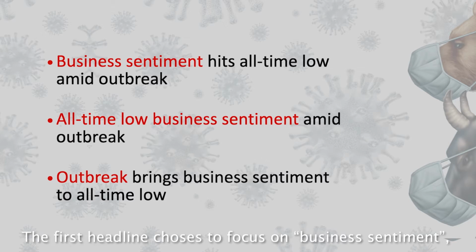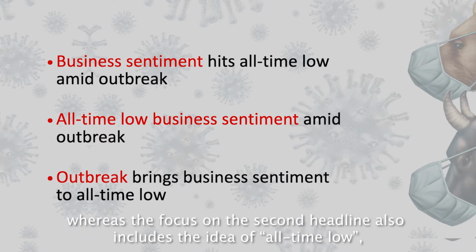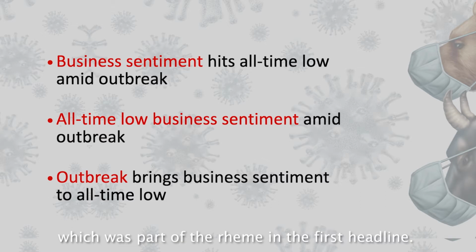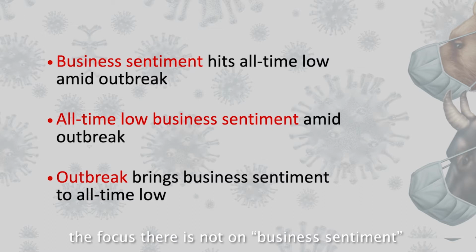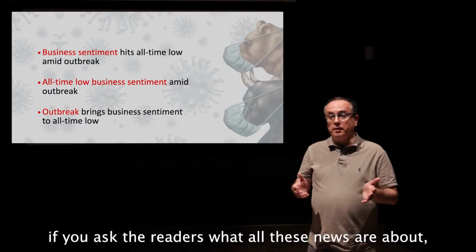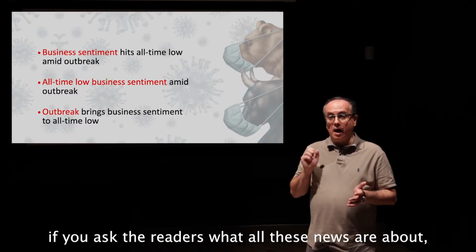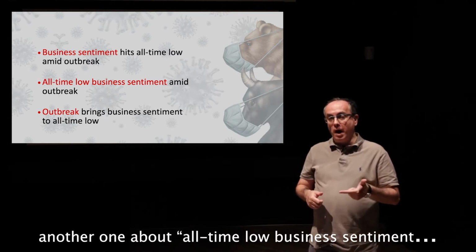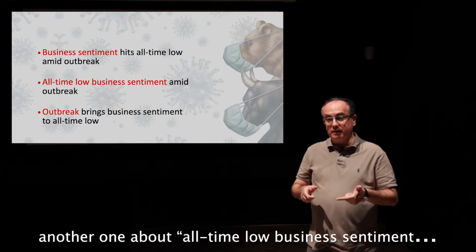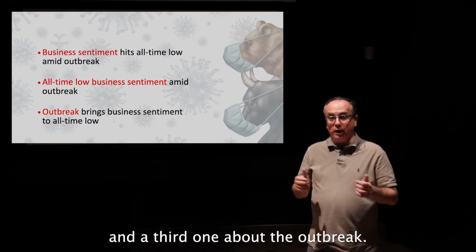The first headline chooses to focus on business sentiment, whereas the focus on the second headline also includes the idea of all-time low, which was part of the rheme in the first headline. Now, if you look at the third headline, the focus there is not on business sentiment, but rather on the outbreak. So, if you ask the readers what all these pieces of news are about, they would say one is about business sentiment, another one about all-time low business sentiment, and a third one about the outbreak.